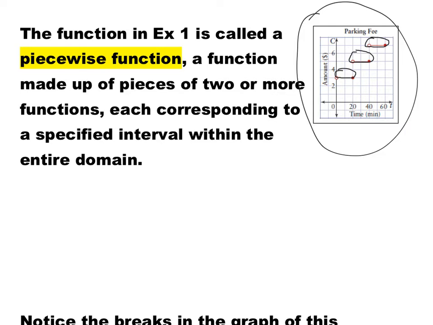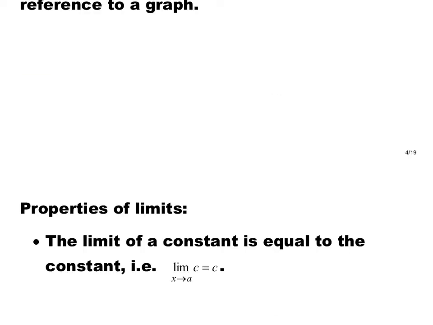Now we are going to talk about limits and all the properties which we can use when evaluating the limits of functions. The first property of limits is that the limit of a constant is equal to the constant. This means that the limit as x goes to a of a constant c is equal to c. The reason is that this function does not have any variable x. So when x goes to a, the function doesn't change and it's also equal to c.